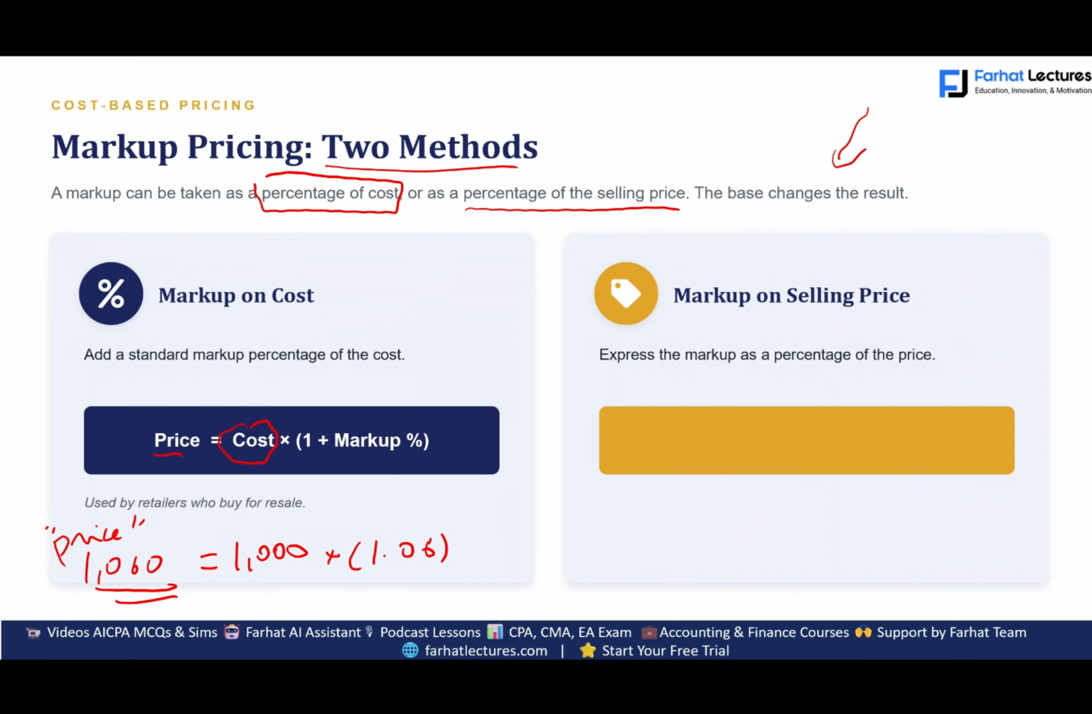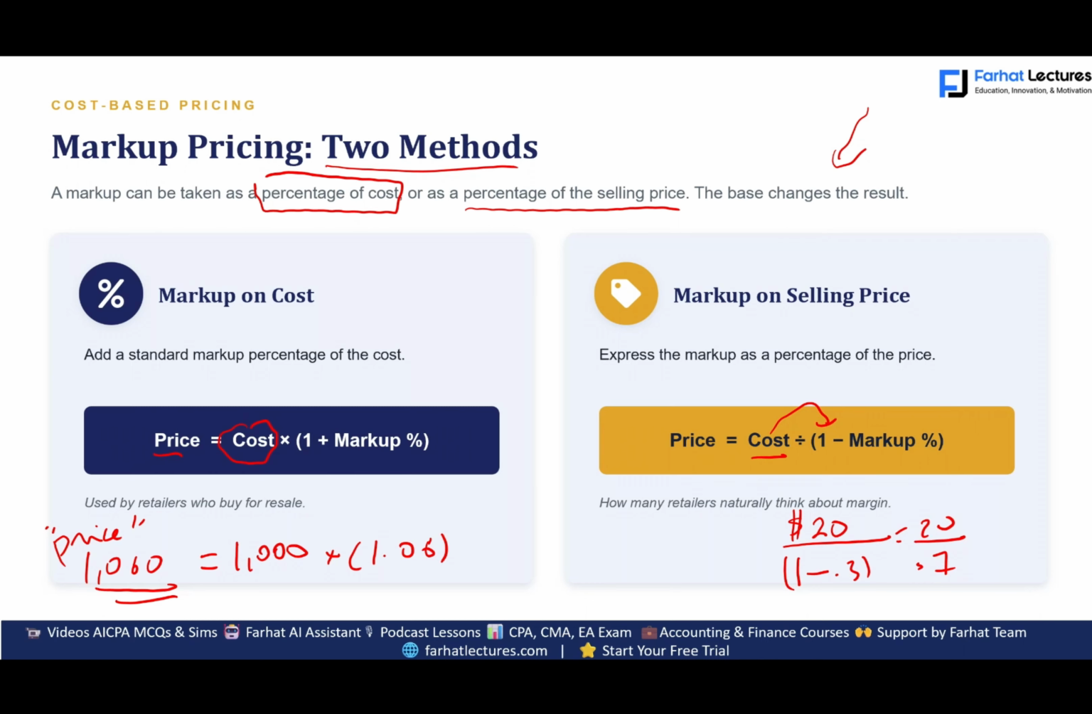Markup on selling price is a little bit different. Markup on selling price, you will take the cost and you will divide the cost by 1 minus the markup percentage. So let's assume your cost for a particular item is $20, and you want to make a 30% profit. So it will be $20 divided by 0.7, and let's do the math. If we take $20 divided by 0.7, that's going to give you approximately $28.57.